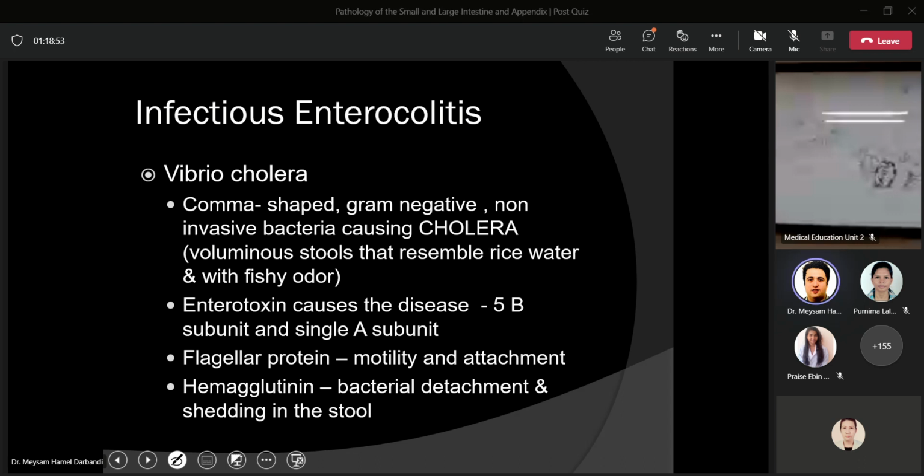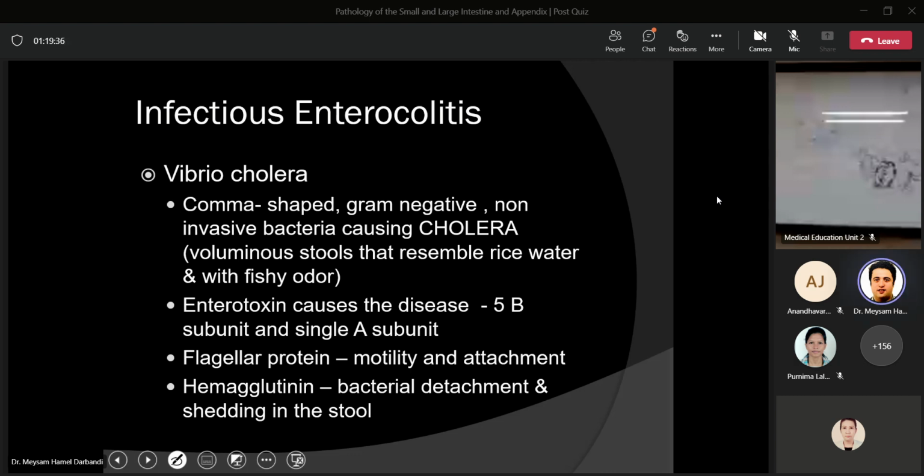So let's go to infectious enterocolitis. It's already 2, so we should speed up. I will not explain anymore, I will just read. Vibrio cholerae. It's a gram-negative, non-invasive bacteria. So non-invasive bacteria causing cholera. Enterotoxin causes the disease: 5 B subunits and a single A subunit. You know that it will work with G proteins, right?